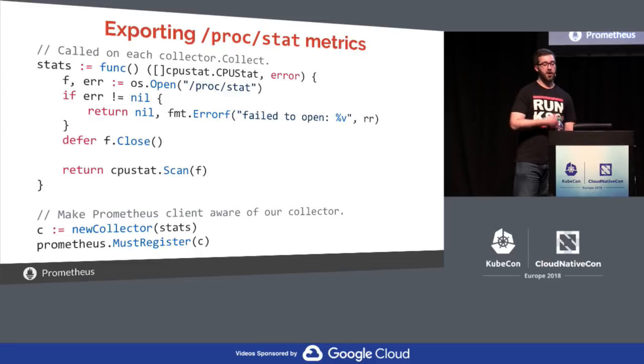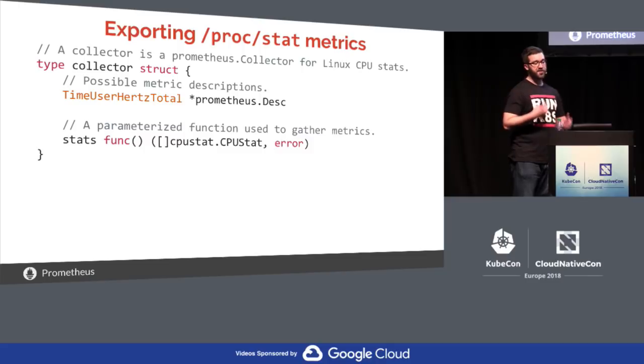So we pass this function to our collector type, and then we register it with Prometheus. So this is our collector type. We're going to export a metric called time user hertz total, and we're also going to pass that function explicitly as a dependency of the collector.